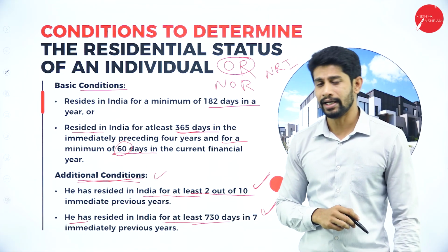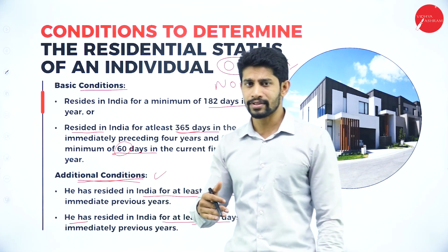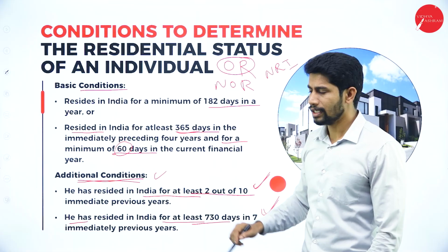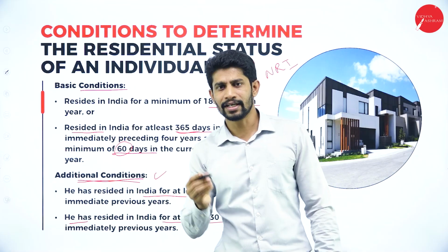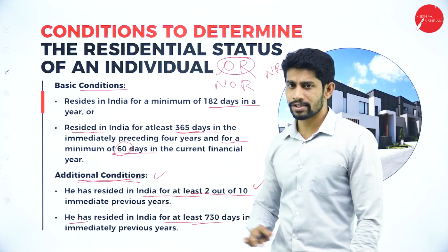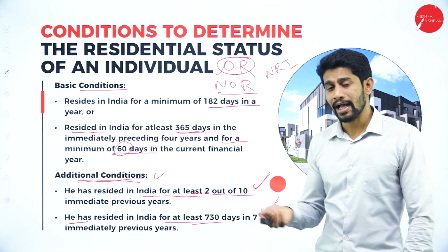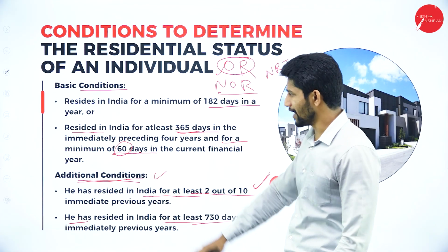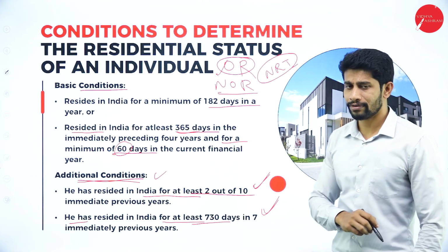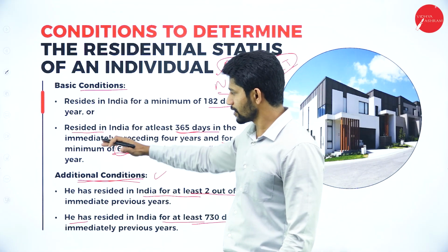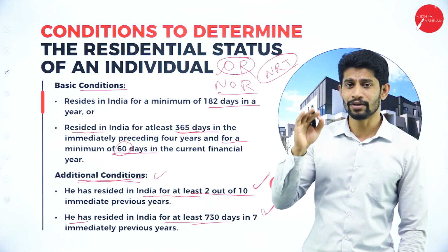that is NRI. If any person fulfills any one basic condition or both basic conditions and both additional conditions, he will be called an ordinary resident of India. If any person fulfills any one basic and any one additional condition, then he will be called a not ordinarily resident of India. And if any person fails to fulfill the basic condition itself, then that person will be called a non-resident of India. So by using these 4 conditions, this is how we determine the residential status of an individual person.